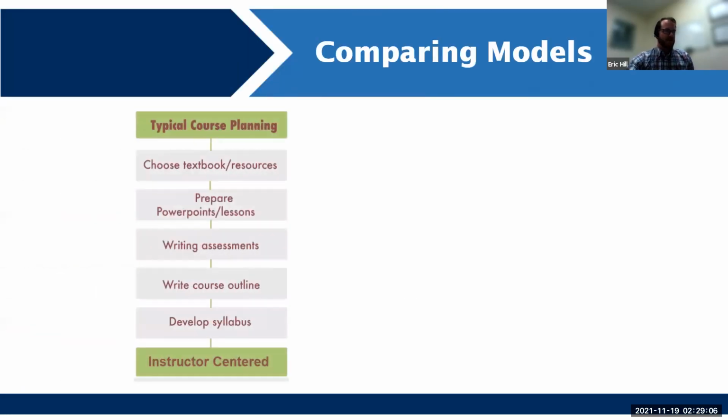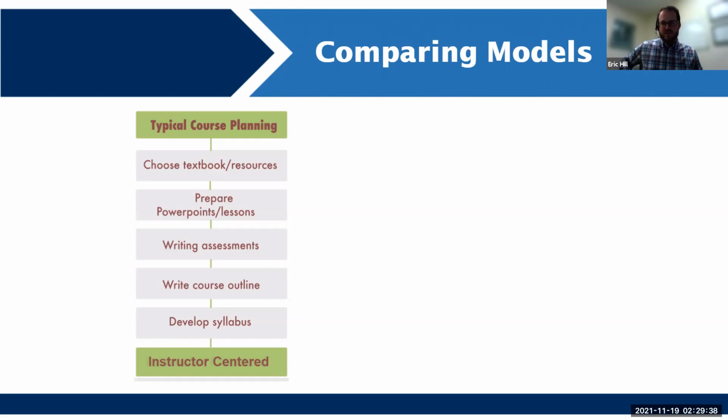When we compare models as far as typical course design versus backwards design, typical course design usually plays out as you see in the infographic here. Typically, we choose our resources, we choose our textbook, then we may prepare our content around that, things like our PowerPoints, our lesson plans, maybe even the selection of readings or videos to watch. Then based on that, we may go and write our assessments.